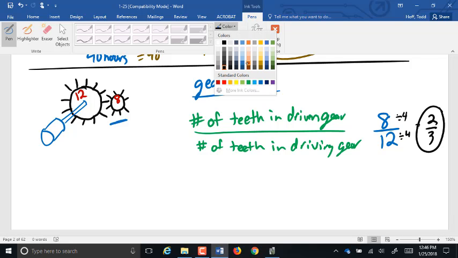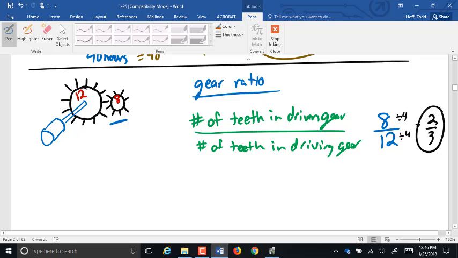Now, in a gear ratio, that ratio represents a lot of things. It's the ratio of teeth. It's also the inverse ratio of the RPM, the ratio of torques, among other things.